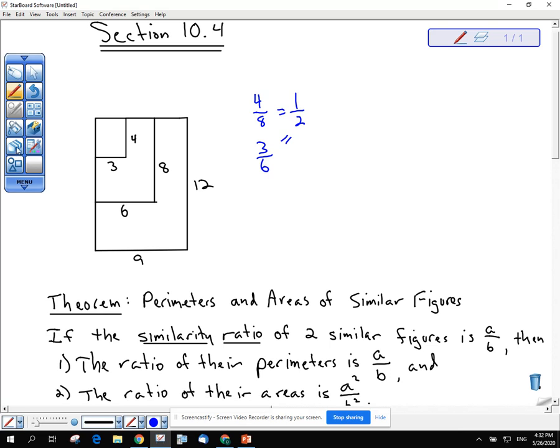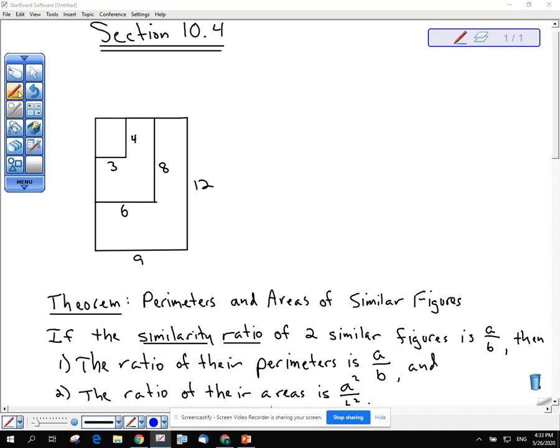Now, what if we did the same thing for small to large? 3 to 9 is 1/3. 4 to 12, 4 over 12 is also 1/3. Notice that these are the same number. The reason these are the same number is because these rectangles are similar. Of course, all kinds of rectangles could be not similar. That would mean that they are different shapes. But if they are the same shape, different size, that's what we called similar way back in several chapters ago. And that's what's happening here.